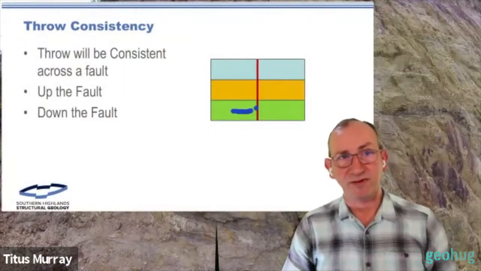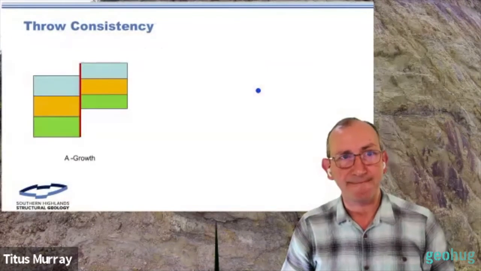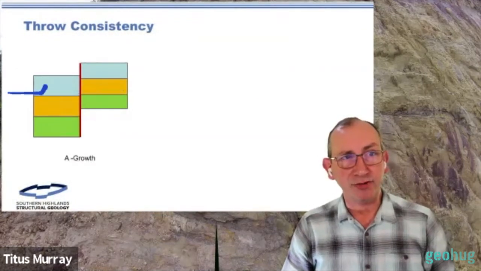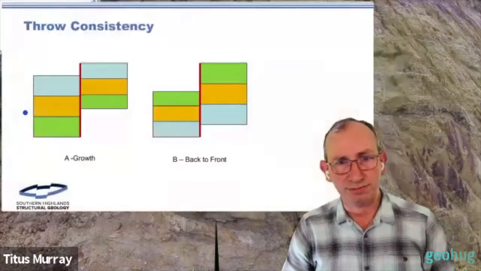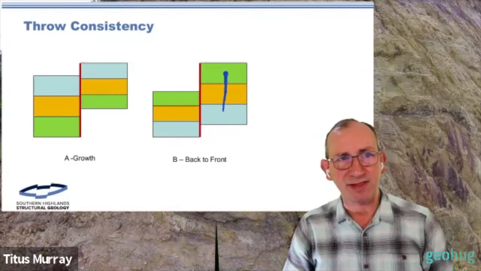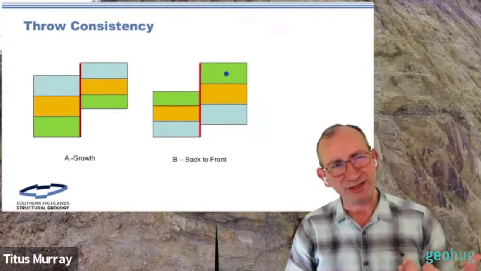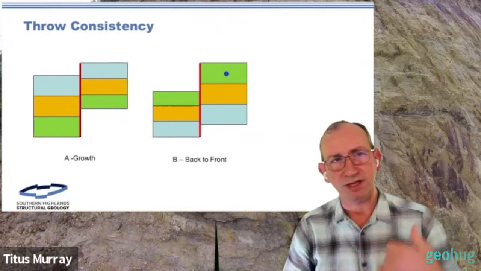So fundamentally, just a little cartoon. If I have a fault, I have layers in here. If I move them up, they should be the same thickness either side. Now I can get growth. I've thickened this side. Oh, sorry. And in this case, my thickness is on the upthrown side. Now it could be inversion, but that's back to front. I need to think about why it is thicker on the footwall than in the hanging wall.